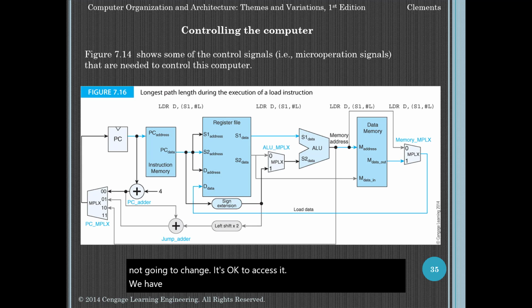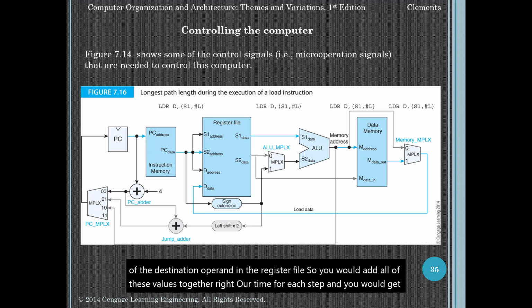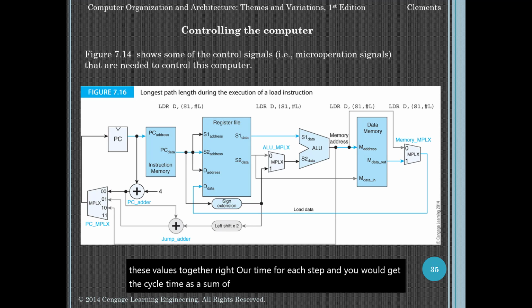We have our read operand, so from opcode stable to operand stable. The time to add S1 and S2 in the ALU. From our address from the ALU stable to memory operand stable. And then from our memory multiplexer, the time that it takes to put that there, and then our data setup time of the destination operand in the register file. So you would add all of these values together, right? Our time for each step, and you would get the cycle time as a sum of all of those values.